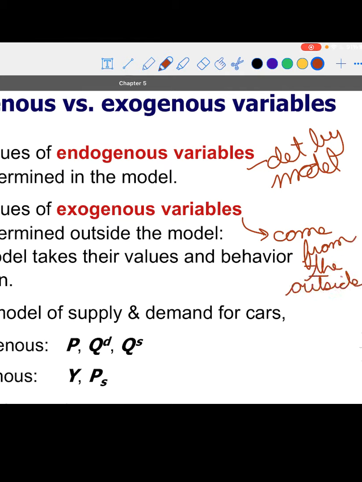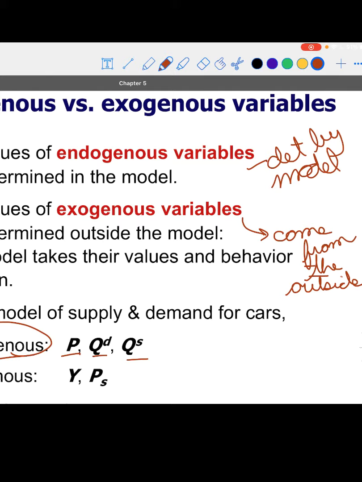And then the exogenous variables are where it gets a little messier, because these are basically coming from the outside. They're outside the model. We just wouldn't know what they are. Here, in the case of supply and demand, we'd be talking about the price of the good and the quantities. Those are the only endogenous variables in the simple demand and supply curves that we created.